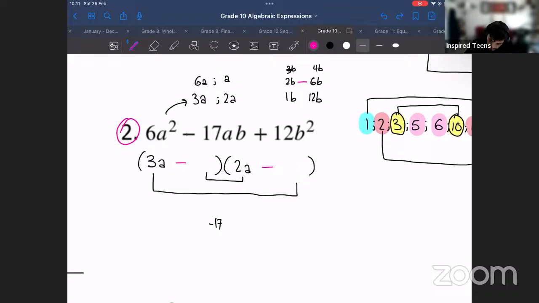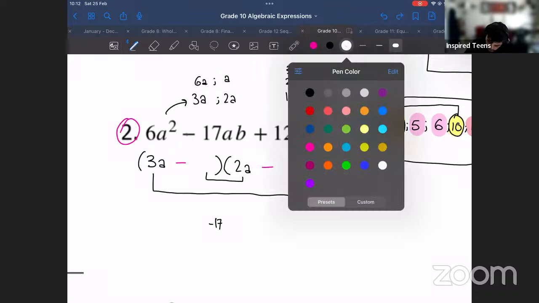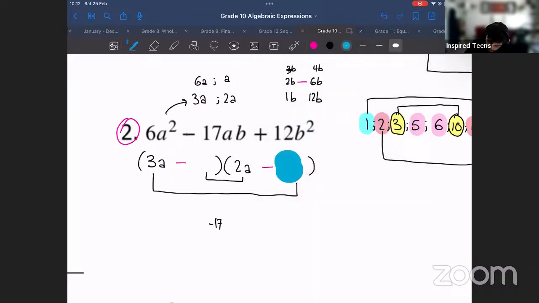So this is going to be, I need to get 9, so -3b, and -4b. Why are they negative? Because the second sign is a positive, so we take the first.